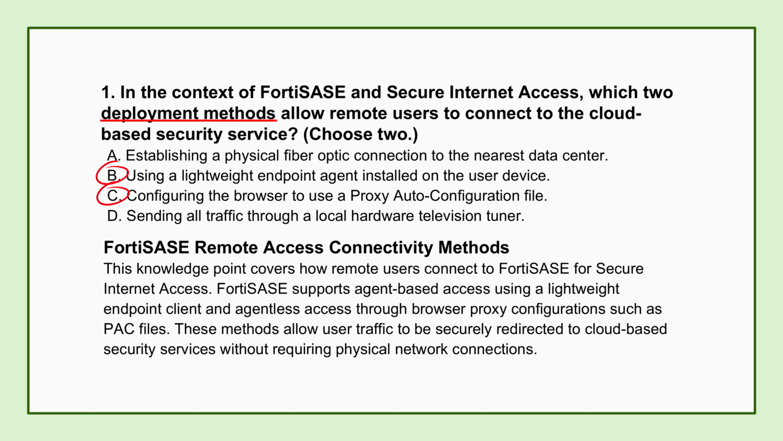So the PAC file is basically like a GPS for the browser. It's telling the application, hey, for all web traffic, don't go straight to the internet. You need to forward it all to the FortiSASE proxy nodes first. Exactly. It just redirects that web traffic for inspection and for security policy enforcement. But notice the distinction. The agent protects system-wide traffic, but the PAC file configuration is primarily focused on securing web browsing traffic specifically. It's a targeted approach versus a holistic one.